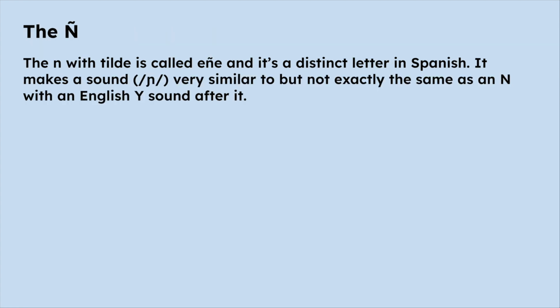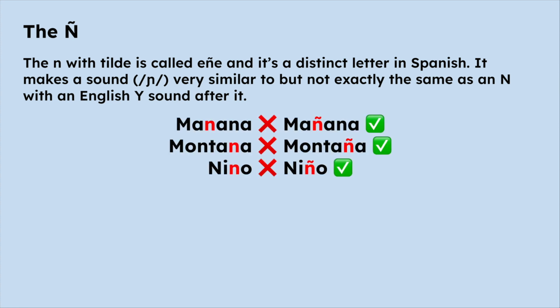Now we can take a look at the ñ. The N with the tilde is called the eñe, and it's a different letter in Spanish. It's very similar to, but not exactly the same as, an N with the English Y sound after it. But to approximate it, pronouncing the N with a Y after it is fine. Yes, it makes a different sound. It's not manana, it's mañana. It's not Montana, it's montaña. It's not Nino, it's niño. So make sure to pronounce the ñ.